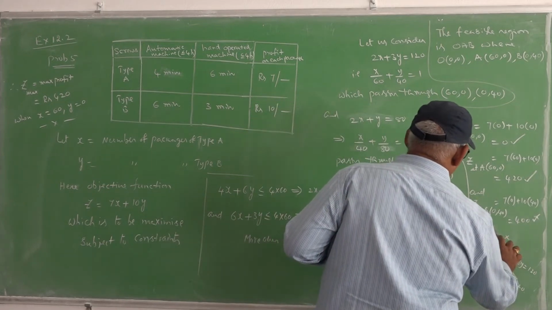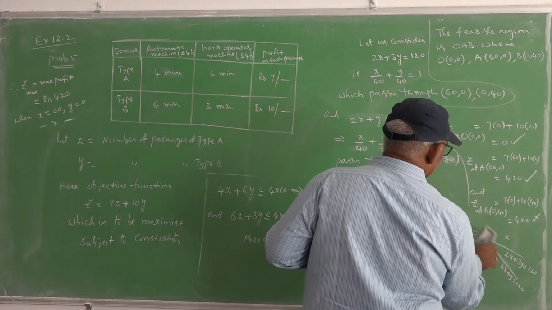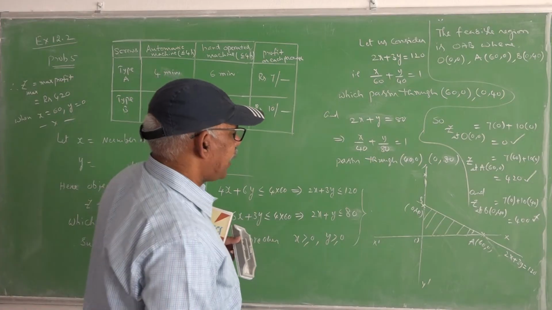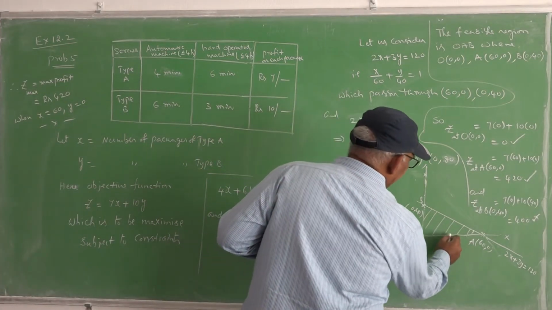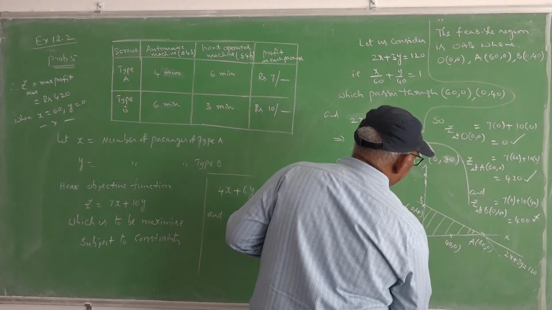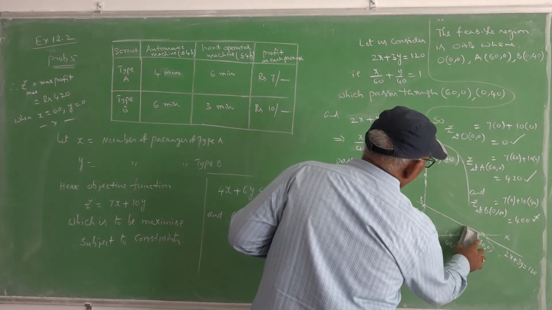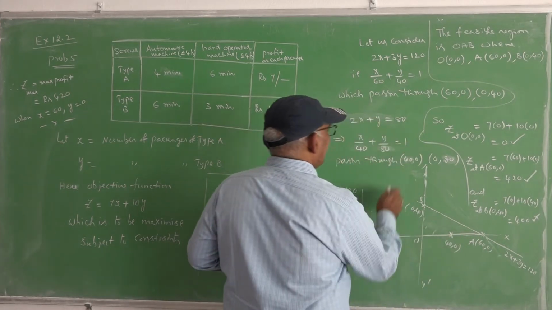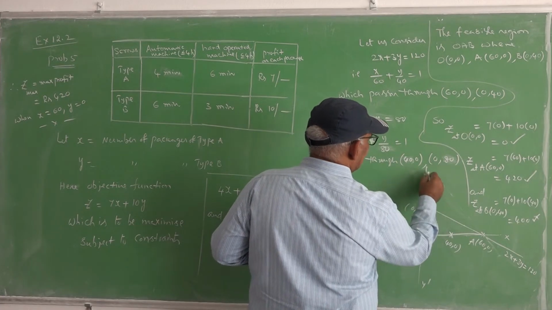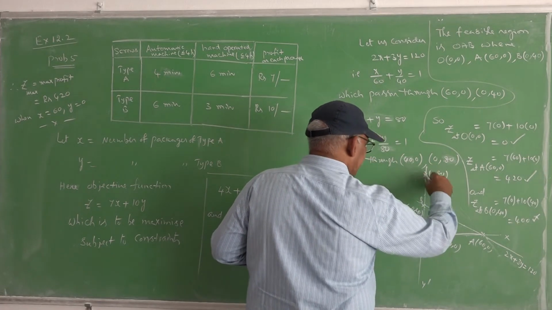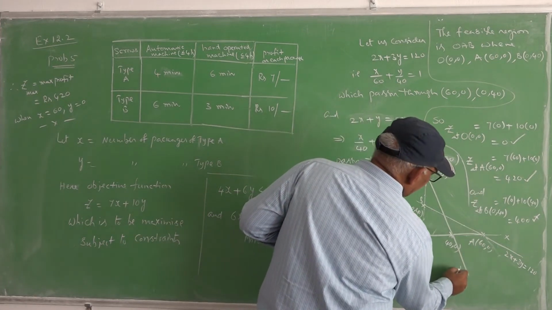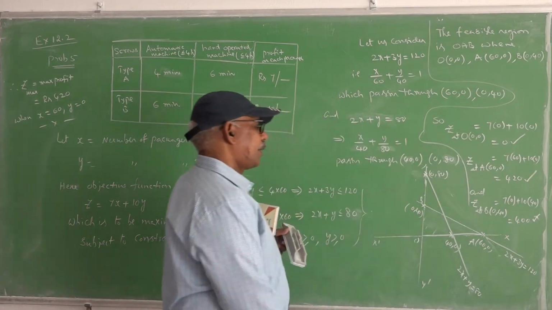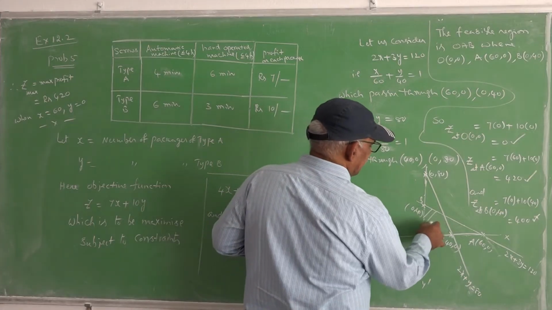Let us draw the second line, 2x plus y less than or equal to 80, which passes through 40 comma 0 and another one is 0 comma 80, of course. This is the line 2x plus y is less than or equal to 80. Okay, that's good. So the feasible region is this one.